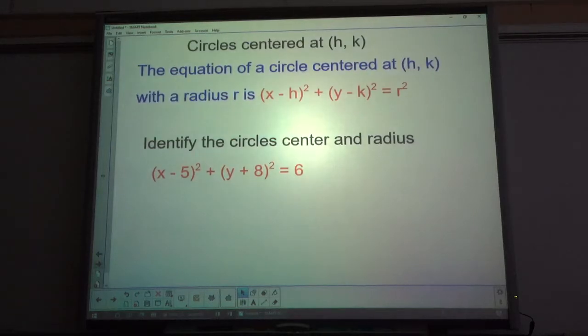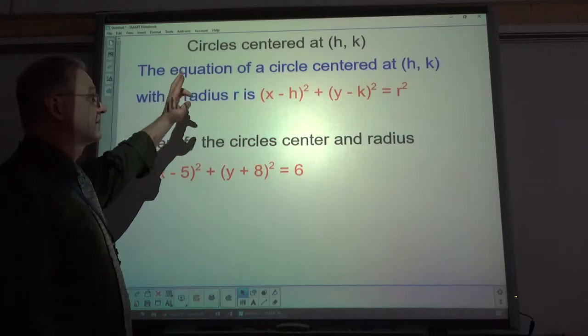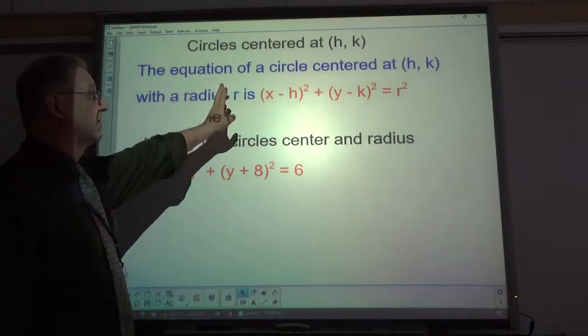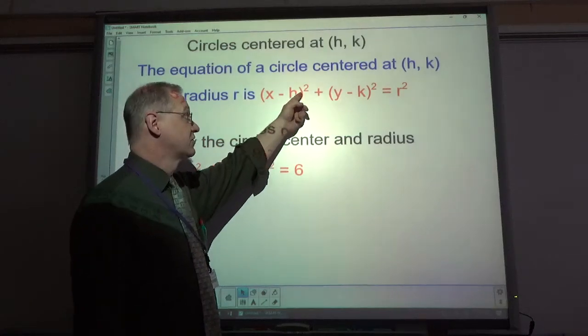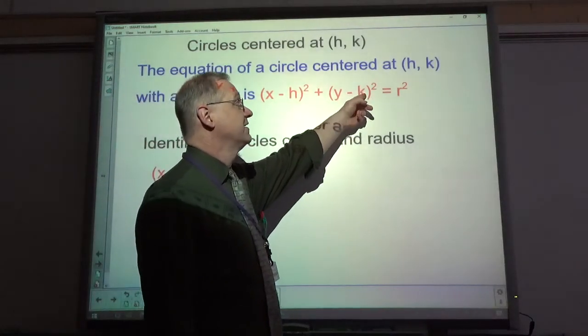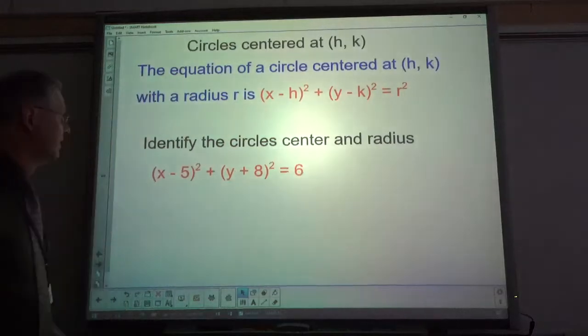What if it's not centered at 0, 0, but some other point like h, k? Now we use h and k as the x and y values when we're not centered at 0, 0. So the general form for a circle centered at h, k with a radius of r is x minus h, notice the minus, h squared plus y minus k squared equals r squared.